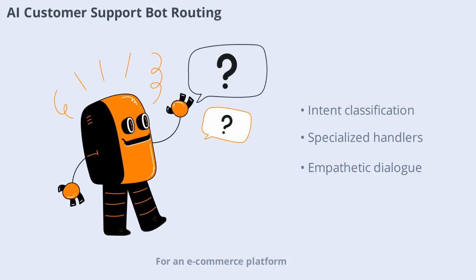For an e-commerce platform, an AI customer support bot must efficiently route user requests. At the entry point, an intent classifier agent determines the nature of the request. Order status and refunds are routed to a deterministic agent with database access. Product inquiries go to a semantic search RAG agent over product catalogs. Chit-chat and complaints are handled by an empathetic dialogue model with strict context guardrails. This architecture ensures users receive accurate and contextually appropriate support.